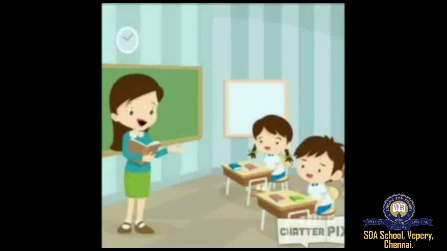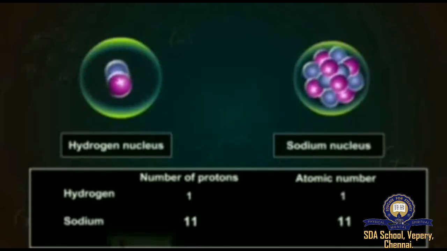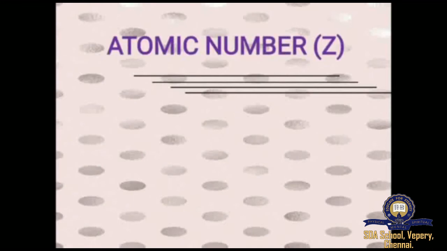So, they further investigated and discovered that the number of protons inside the nucleus of an atom determines what the element is. For example, if the nucleus has only one proton, then it is called a hydrogen atom. If it has 8 protons, then the atom is called oxygen. Now we will see atomic number and mass number.